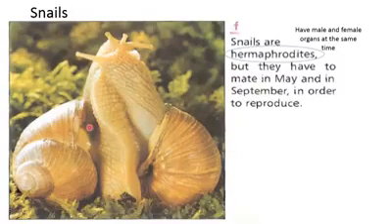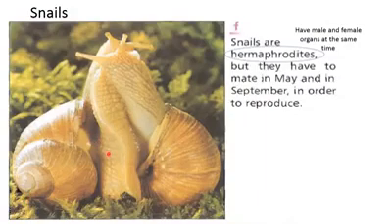And we cannot say this is a male snail and this is a female snail. Why? Because snails are hermaphrodites, they have male and female organs at the same time. But even if they are male and female at the same time, they have to mate in May and in September in order to reproduce. So the snails have a certain time to mate, which is May and September. In order to reproduce, they mate together.